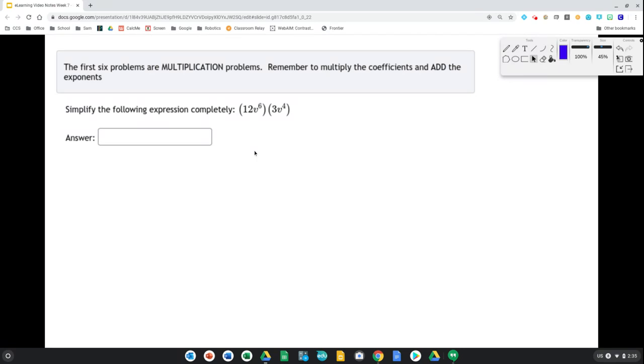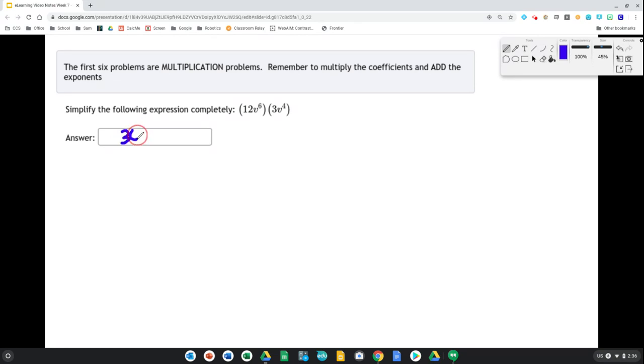Just to review real quick on your assignment today, the first 6 problems are going to be multiplication problems. In other words, you're going to be multiplying 2 different monomials together. Remember, the idea is you start by multiplying the numbers together. In this case, the 12 and the 3. What do you get when you multiply 12 times 3? 36. And so we would have 36 as part of our answer.